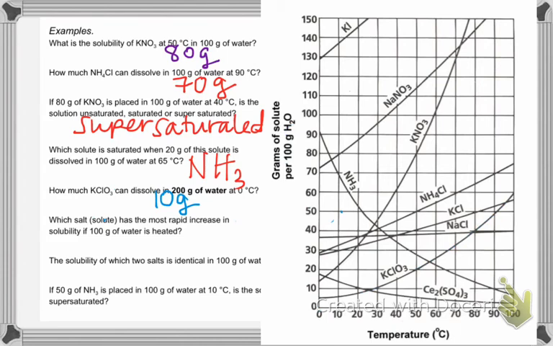Which solute has the most rapid increase in solubility? Well, what you're looking for here is which one has the most dramatic change. A lot of them are steadily increasing. Some of them barely move. For example, sodium chloride, here's the curve for sodium chloride, it barely goes up. But the one that has the most drastic change as temperature increases looks like it's potassium nitrate. So that is the one that has the most rapid increase.